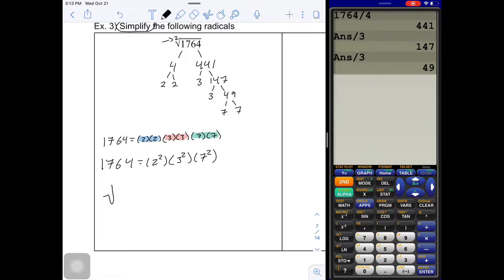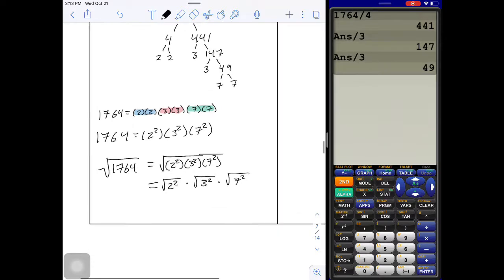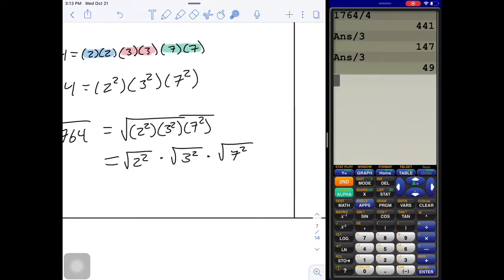So the square root of 1,764 equals the square root of 2 squared times 3 squared times 7 squared. And now we can use our product rule. So this is the square root of 2 squared multiplied by the square root of 3 squared multiplied by the square root of 7 squared. And remember, square rooting something being squared, that cancels out. So I'm left with 2 times 3 times 7.